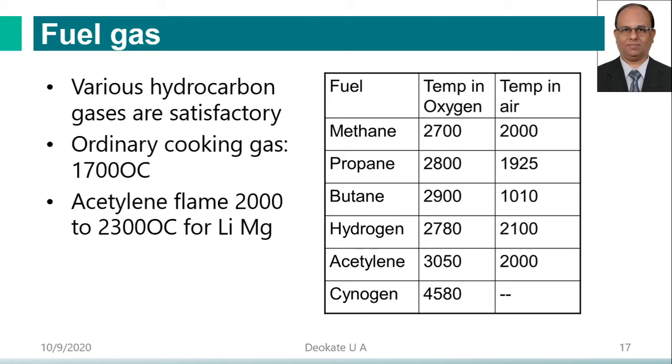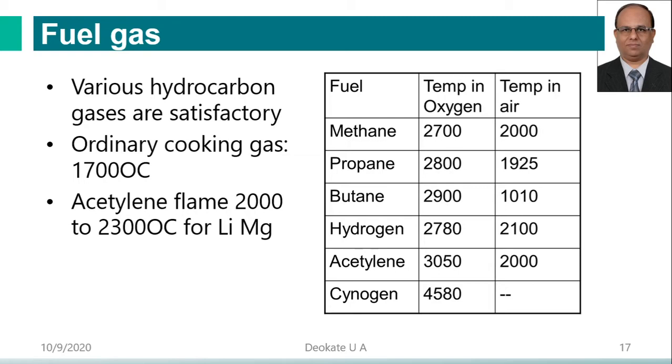Generally, for methane gas the temperature in oxygen is 2700, and then the temperature in air. So methane is your fuel gas, and these are the supporting combustion gases. Either we can use oxygen directly or we can use air. With air, due to the presence of nitrogen, the temperature gets reduced. Then propane is 2800 with oxygen and 1925 with air. Butane is 2900 degrees centigrade with oxygen, and with air it is 1010.